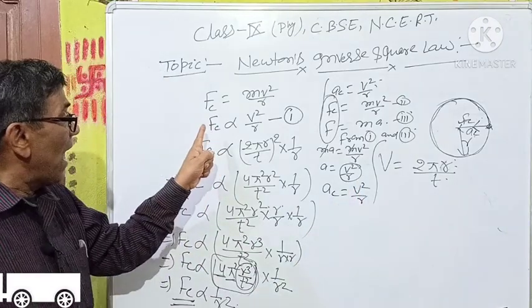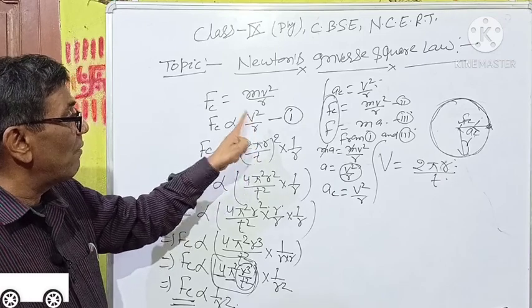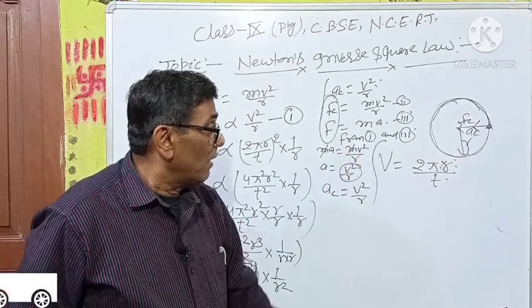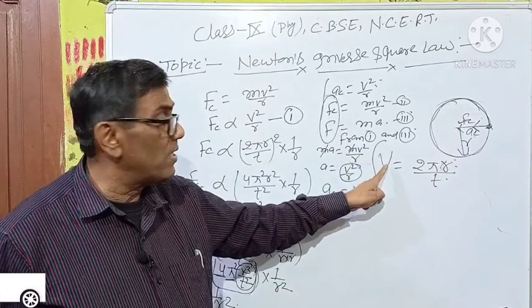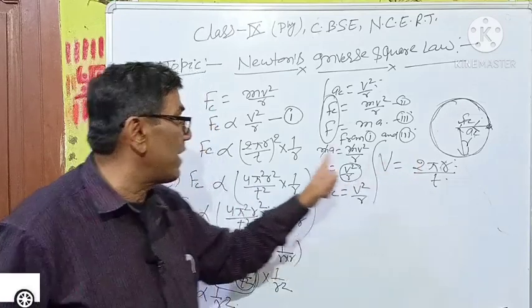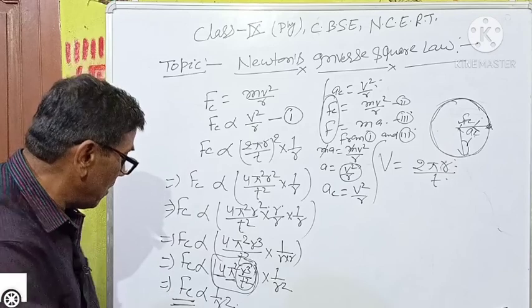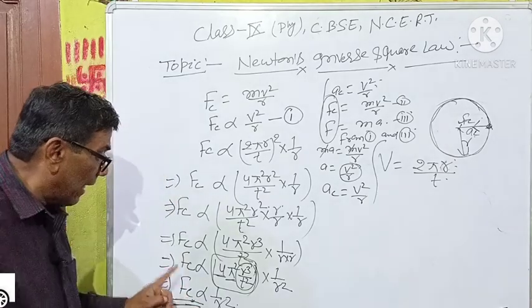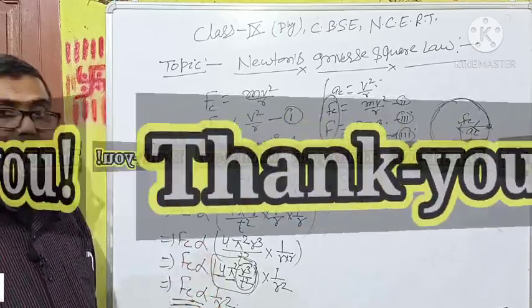Then Fc is directly proportional to v squared by R, and putting the value of the orbital velocity v is equal to 2 pi r by T in equation first, we get the verification: centripetal force is inversely proportional to the square of the distance between them.